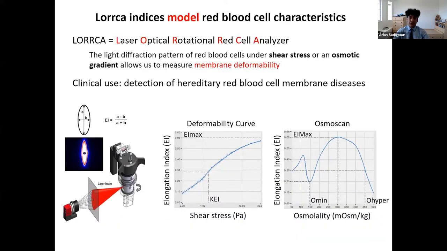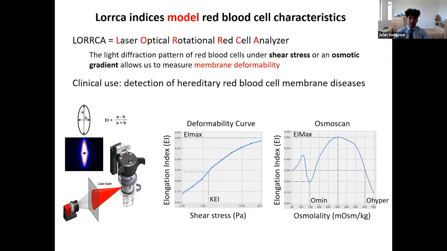Red blood cells possess a unique deformability so they can squeeze through small vessels to deliver oxygen to tissues. LORCA has traditionally been used to detect hereditary membrane diseases by projecting a laser beam to capture the diffraction pattern of light in a suspension of red blood cells. The figure to the left shows how light is processed by a camera to calculate an elongation index, from which we can observe changes in red cell deformability when subjected to a shear stress or osmolality gradient.